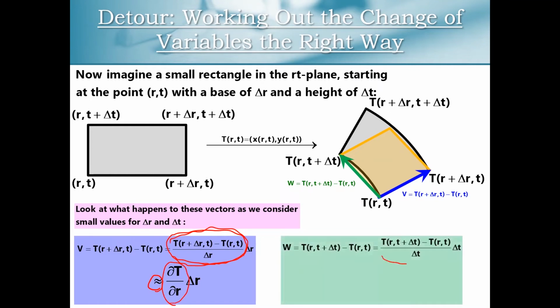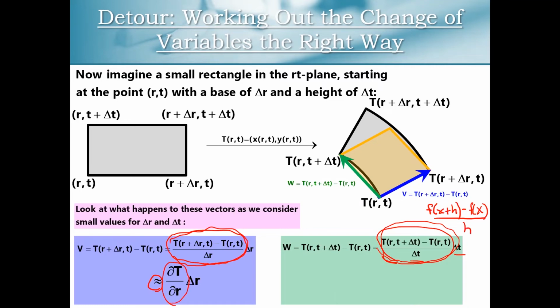Similarly, over here, I'm going to do the same thing. I'm going to multiply this time by delta t over delta t. And again, the thing that I've circled here looks a lot like what you have seen in previous calculus courses for the limit definition of a derivative, right? It looks a lot like f of x plus h minus f of x over h.